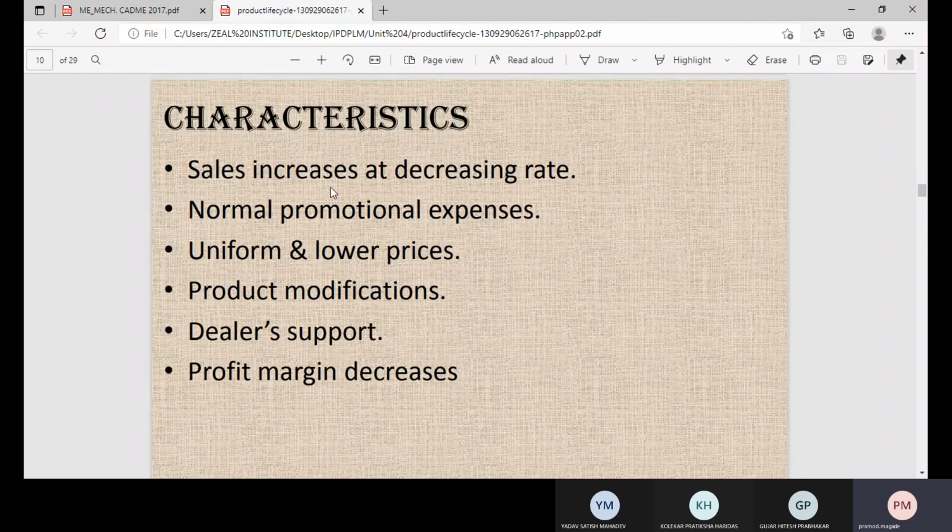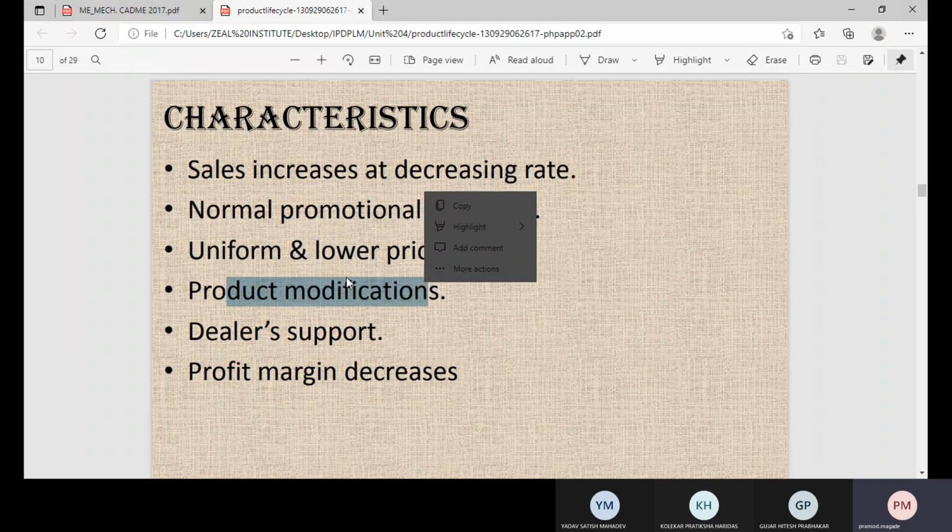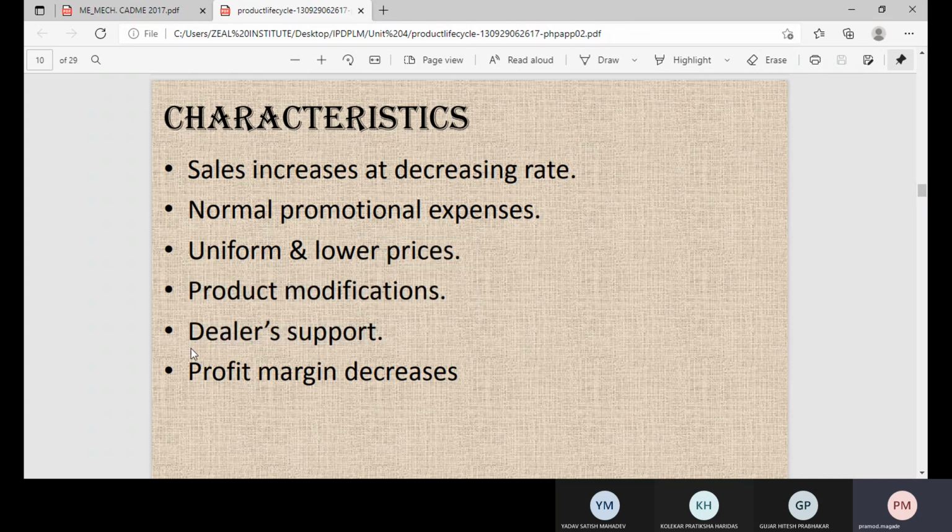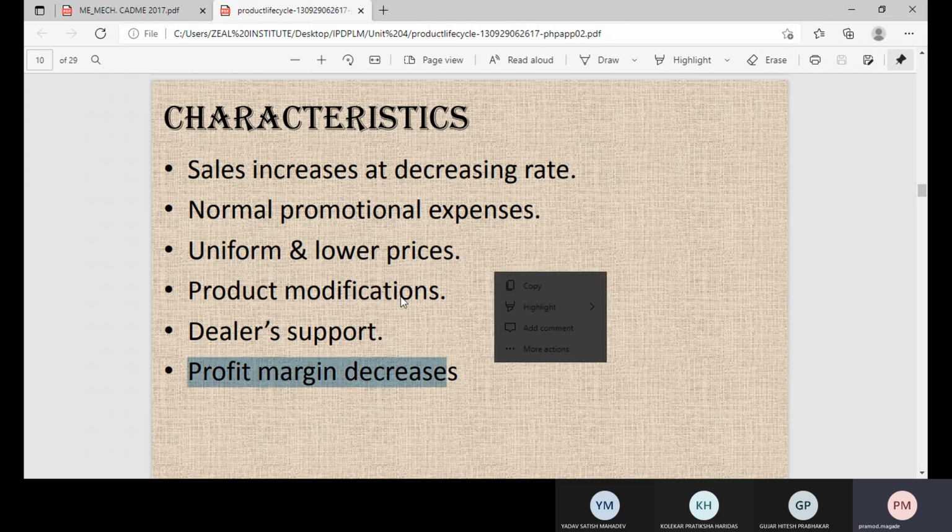Now the characteristics: sales increase at a decreasing rate, of course, so I will have to reduce the value. Normal promotional expenses, not extraordinary or maximum. Uniform and lower prices. If I do product modifications, then I can survive there. Correct. Instead of starting again from introduction, I will have to do modification at that stage, then I will survive. After that, dealer support and total market survey, and the profit margin decreases at the end of the maturity stage. So that's why declination will start.